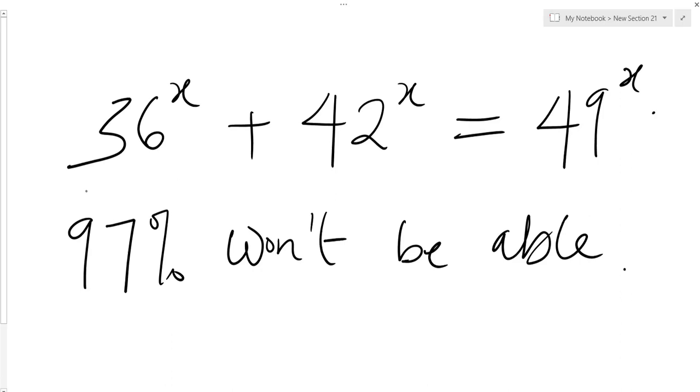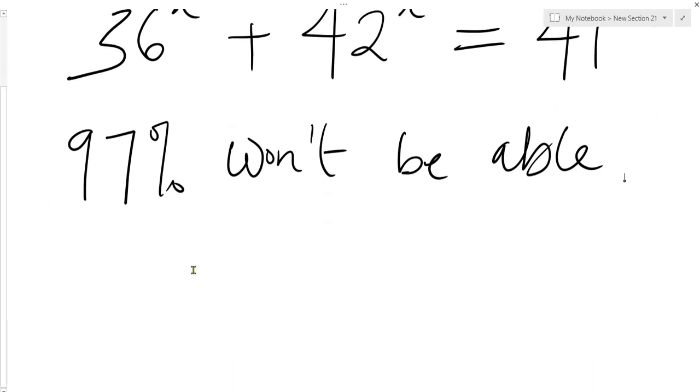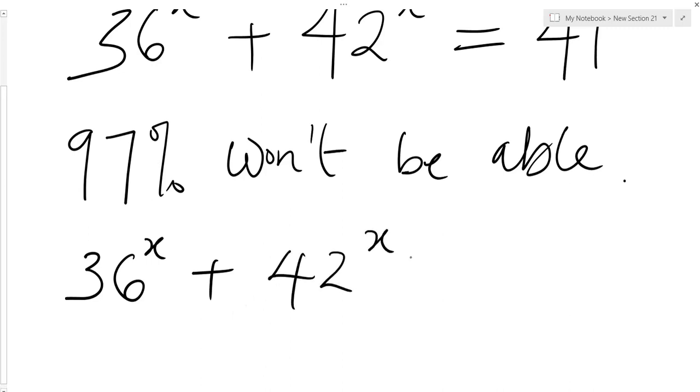Solving this exponential equation, you have 36 to the power of x plus 42 to the power of x equal to 49 to the power of x. So now let's work this thing out. Say 36 to the power of x plus 42 to the power of x is equal to 49 to the power of x.